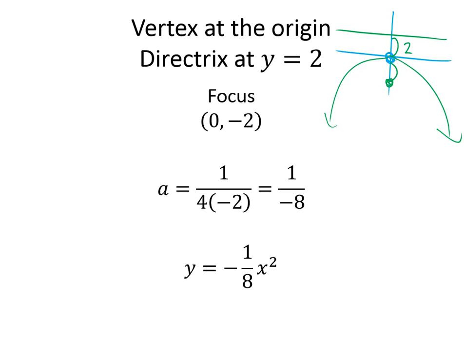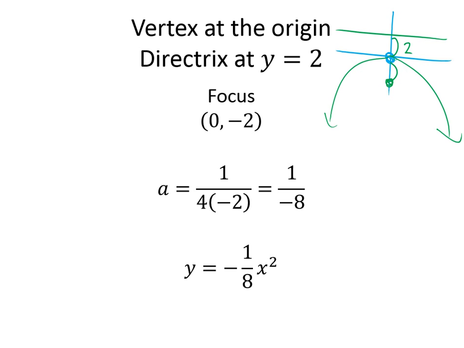Well, if the distance from the origin to the directrix is 2, it's the same distance to the focus. So if we added 2 to get up to the directrix, that means we're going to subtract 2 to go down to the focus. And so that's why we're at (0, -2), because we start at the origin (0, 0) and we subtracted 2 on the y, which gets us our negative 2.